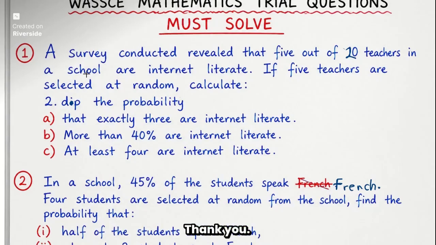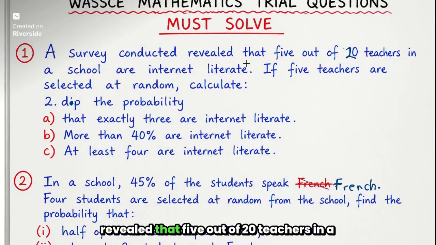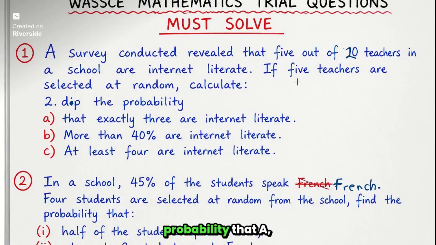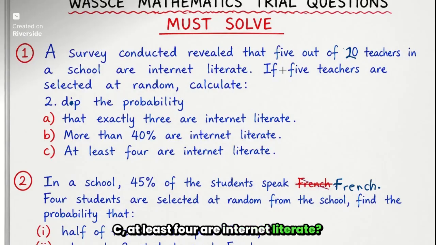For the first question, a survey conducted revealed that 5 out of 20 teachers in a school are internet literate. If 5 teachers are selected at random, calculate to 2 decimal places the probability that A, exactly 3 are internet literate. B, more than 40% are internet literate. C, at least 4 are internet literate.